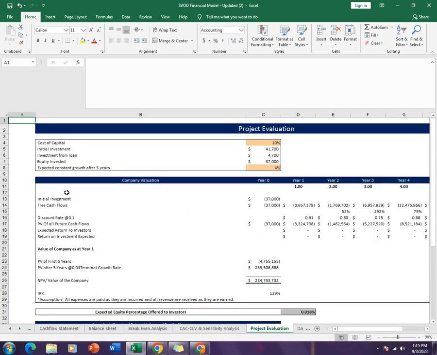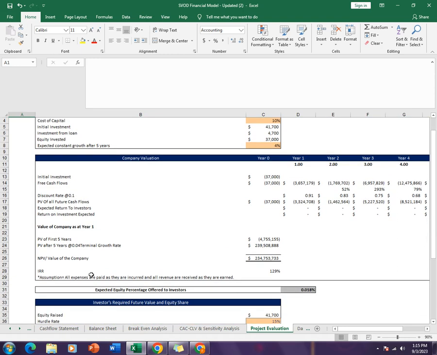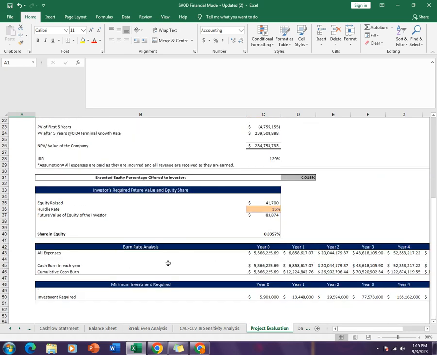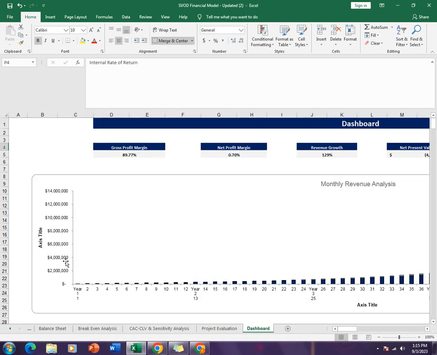Then comes the project evaluation, which tells you about the valuation of the company and the expected equity percentage that can be offered to the investors, as well as the burn rate analysis and the minimum investment required for the company. Then comes the dashboard, the last sheet.